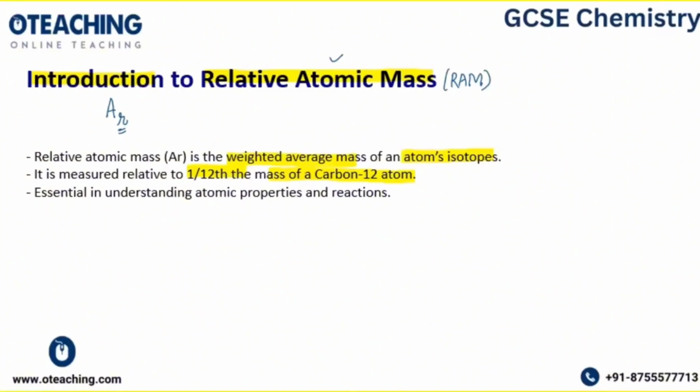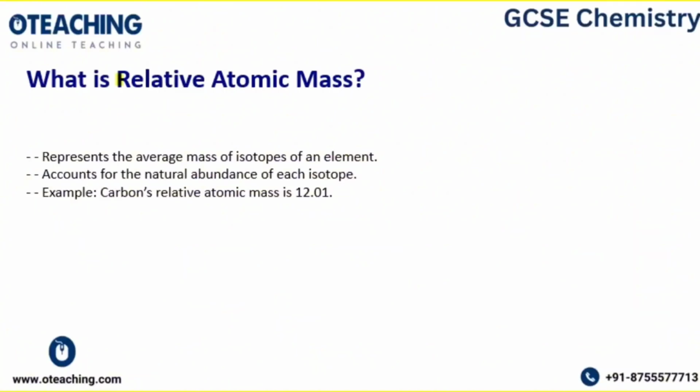Why do we need to study relative atomic mass? Because it is essential in understanding atomic properties and reactions. It represents the average mass of the isotopes of an element and accounts for the natural abundance of each isotope, because we require the natural abundance of each isotope in calculating relative atomic mass. For example, carbon's relative atomic mass is 12.01, but we actually consider it as 12.